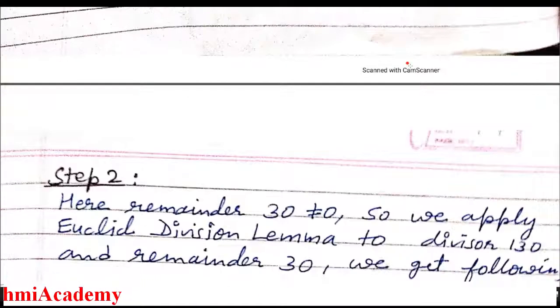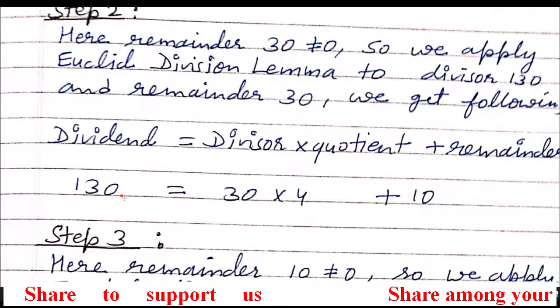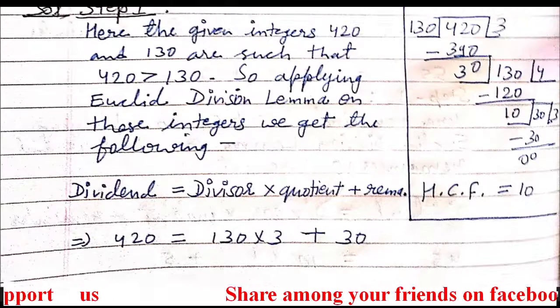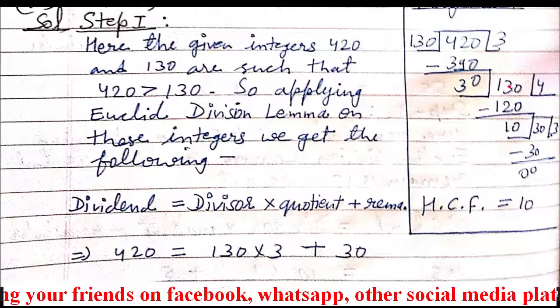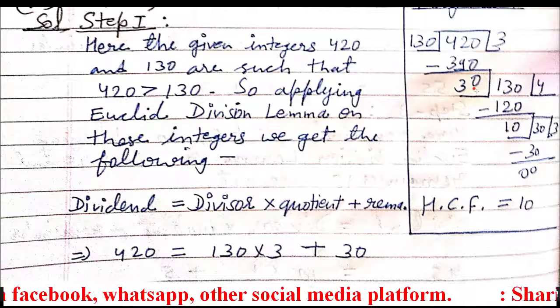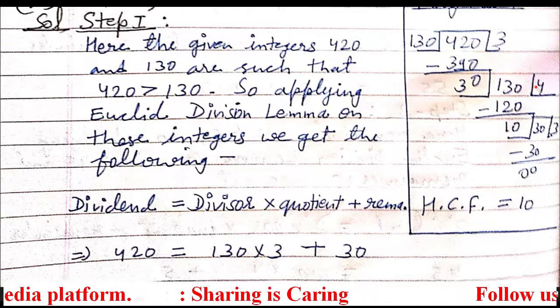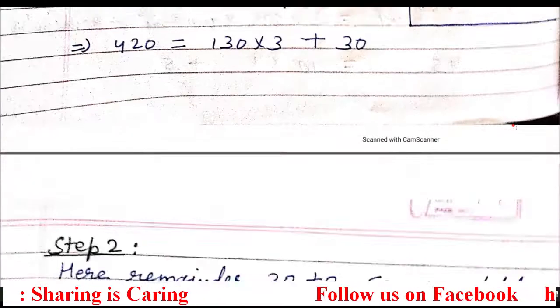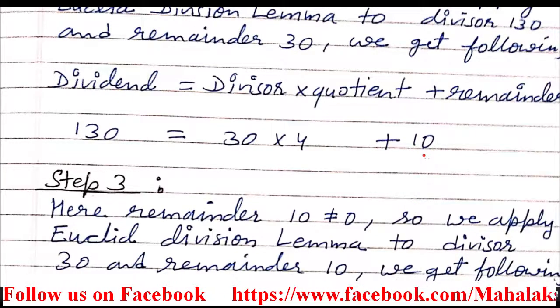So we apply the division lemma between 30 and 130. That's why we'll write here in the second step: remainder 30 is not equal to 0, so we apply Euclid's division lemma to divisor 130 and remainder 30. We get the following result. Now see what quotient and remainder we achieved here. 4 is the quotient and remainder is 10. Dividend is 130 and divisor is 30. Again I am repeating, this is our dividend, divisor, quotient and remainder. So we will fill it. After filling, remainder is not equal to 0, so further we have to divide.